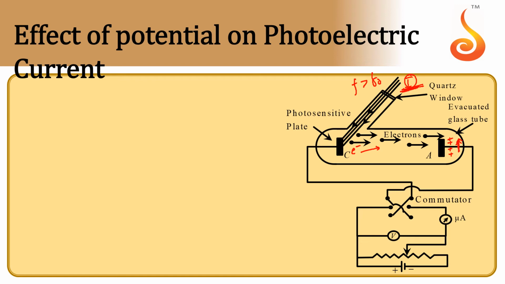Now what happens if we apply a negative potential on plate A? For example, instead of applying a positive potential, if we start applying a negative potential on plate A with respect to C, compared to C we are applying more negativity. Then what happens? These electrons will experience a repulsive force. Therefore, the rate at which the electrons move towards the anode decreases.